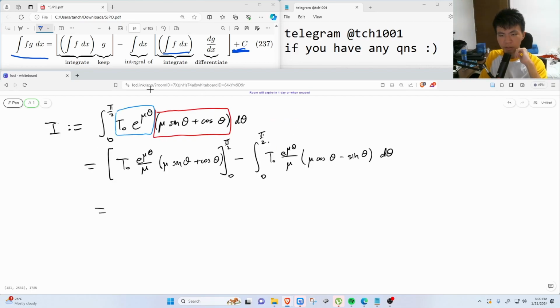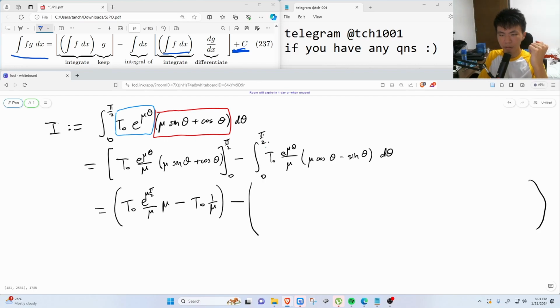So if we substitute in the two bounds, pi over 2 into this expression, we're going to get T naught e to the pi over 2 mu over mu times mu, and then cosine of pi over 2 is 0. Then we're going to subtract away this expression evaluated at theta equals 0. So that'll be T naught, e to the 0 is just 1, and this is 1 over mu, and sine of 0 is 0, cosine of 0 is 1. So this is the first boundary term, and we're going to apply integration by parts to this again.